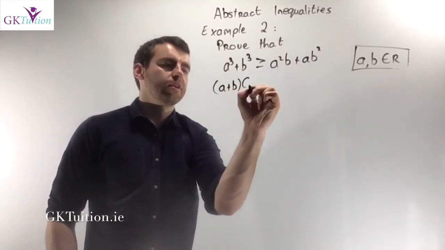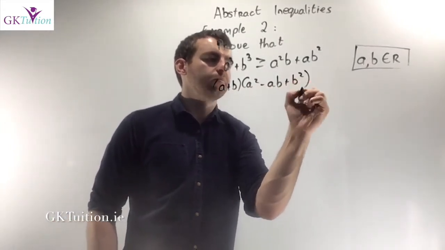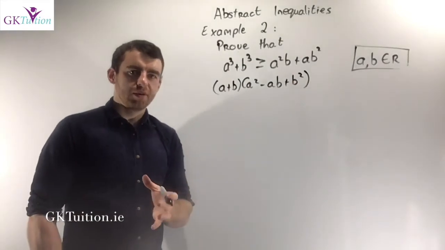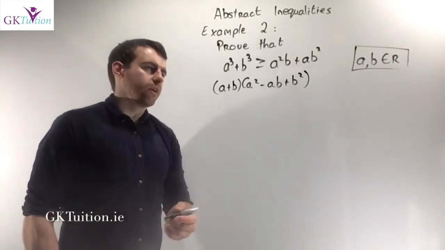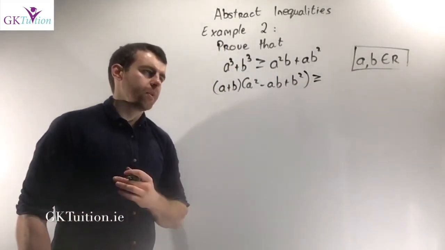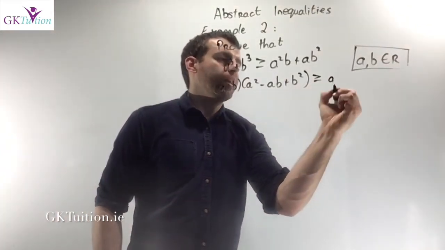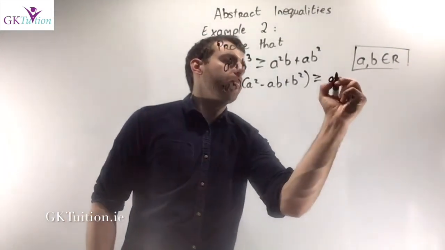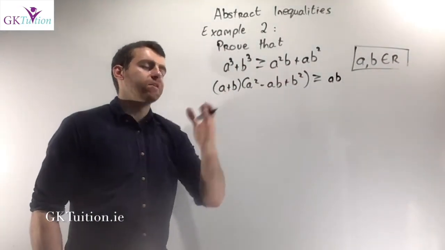a plus b times a squared minus ab plus b squared. That's one of the very first things that we looked at in algebra. On the right hand side I can also factorise. On the right hand side I can simply factorise out what's common. The thing that is common to both of these terms, well, both of them have an a to the power of 1 and both of them have a b to the power of 1. I can factorise ab out of each of these terms.